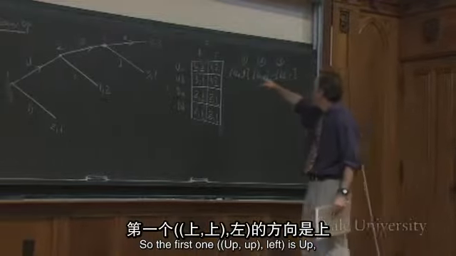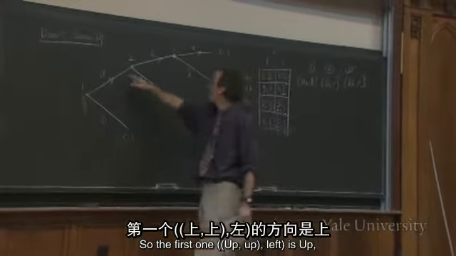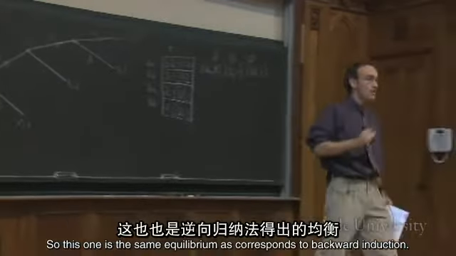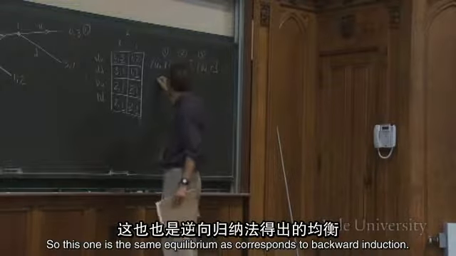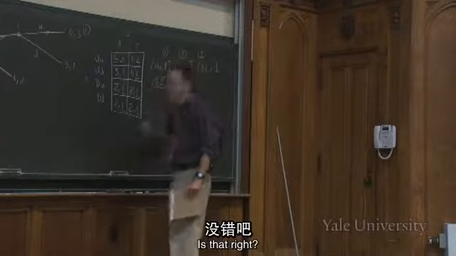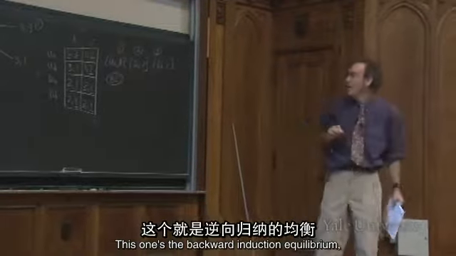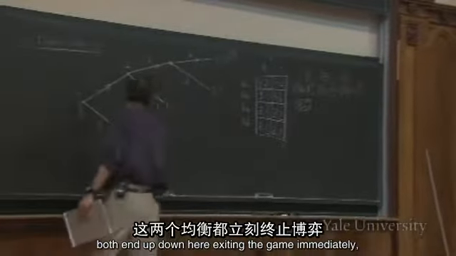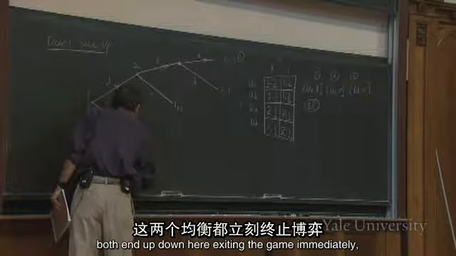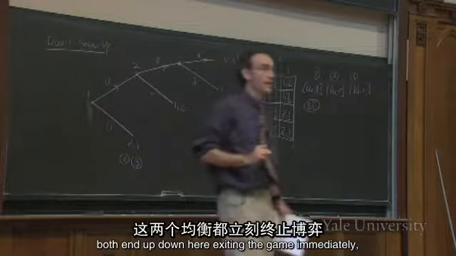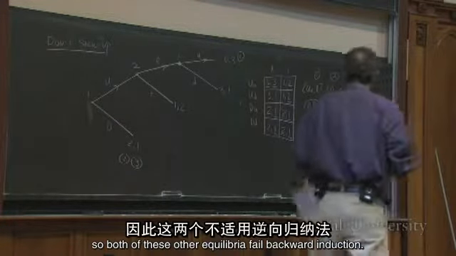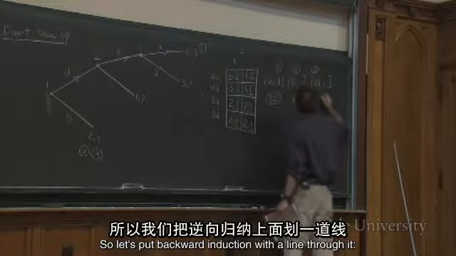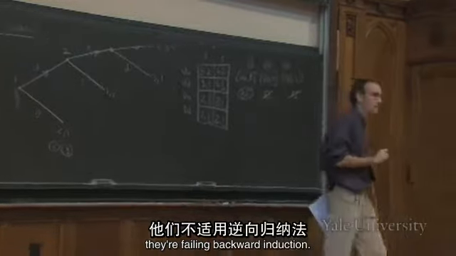So the first one, up, up, left, is up, left, up. So it gets us to here. All right? So this one is the same equilibrium as corresponds to backward induction. Is that right? This one's the backward induction equilibrium. And the other 2 are different. Down, up, right, and down, down, right both end up down here, exiting the game immediately. Right? So both of these other equilibria fail backward induction. So let's put backward induction with a line through it. Right? They're failing backward induction.